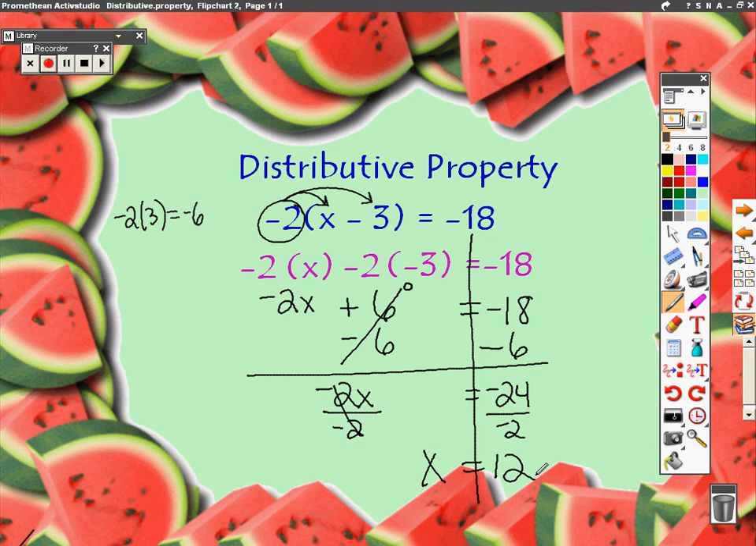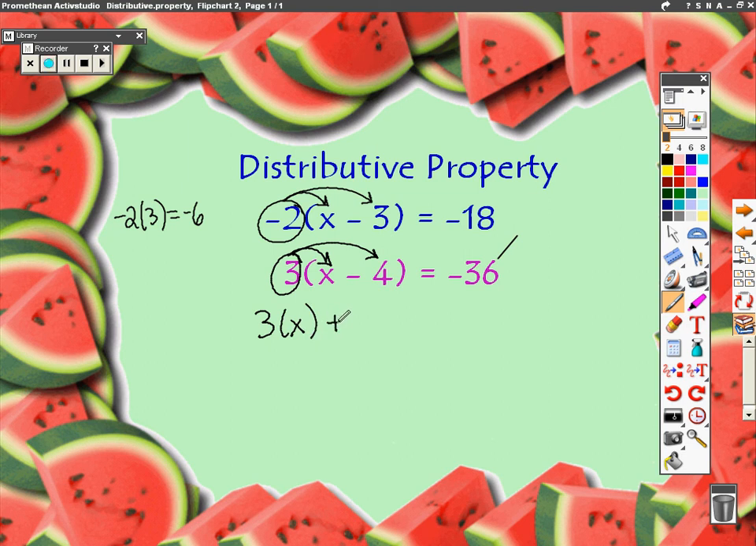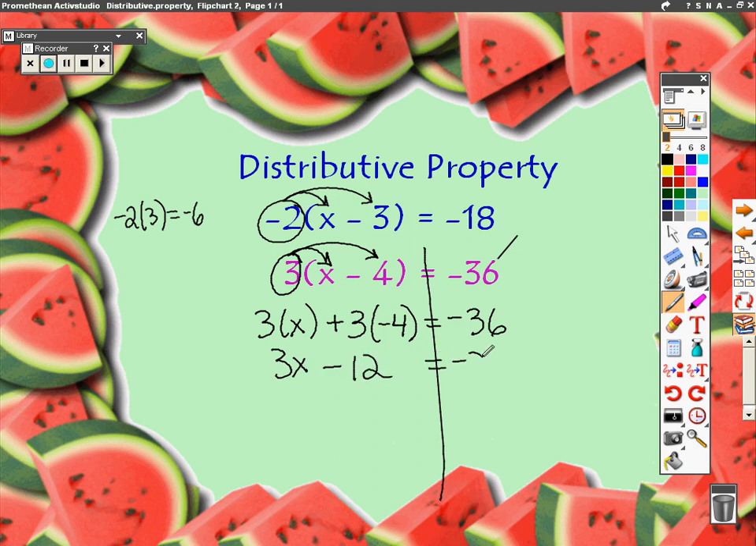Alright, so now let's do one more practice problem. I'm going to take this part away, and I'm going to bring in this problem here. So once again, I'm going to take this 3 and distribute. When I distribute it, I'm going to multiply. So I'm going to have 3 times the x. Remember that this 3, if there's no sign in front, is really a +3 times a -4. Keep the sign in front. I'm going to draw my line. This gives me 3x. A +3 times a -4 is going to give me a -12, is equal to a -36.